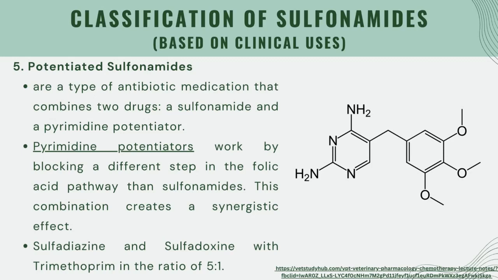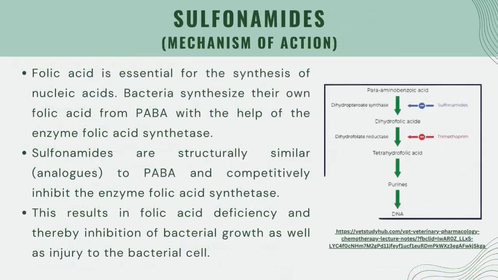Potentiated sulfonamides are a type of antibiotic medication that combines two drugs, a sulfonamide and a pyrimidine potentiator. Pyrimidine potentiators work by blocking a different step in the folic acid pathway than sulfonamides. This combination creates a synergistic effect. Sulfadiazine and sulfadoxine with trimethoprim in the ratio of 5:1.